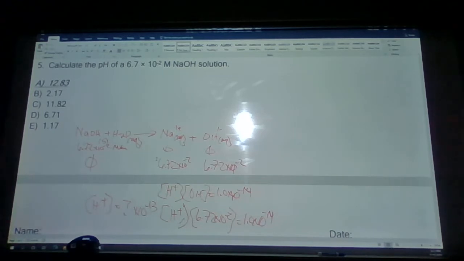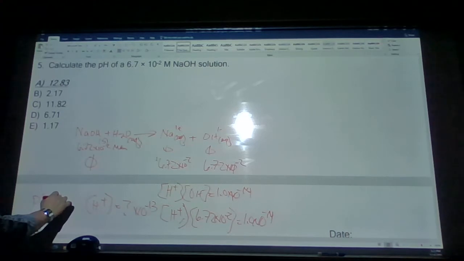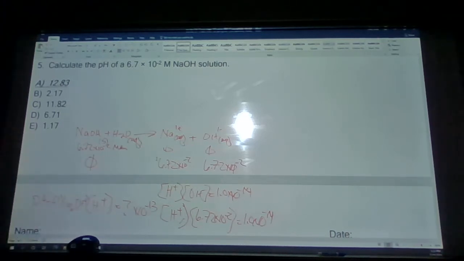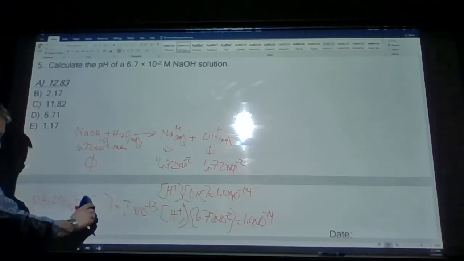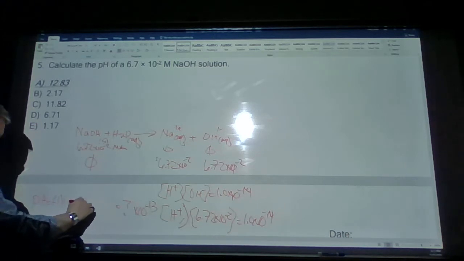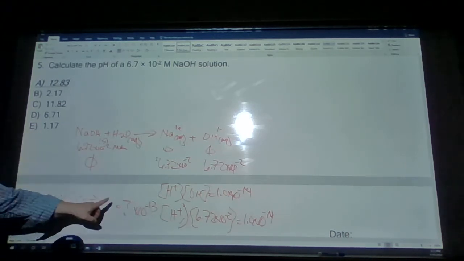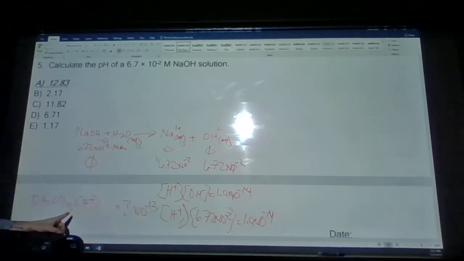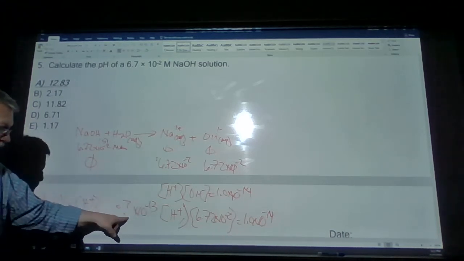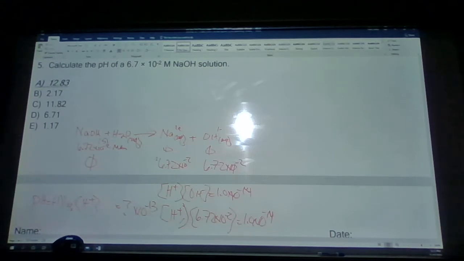Therefore, when we do pH, pH is minus 1 times the log base 10 of our H plus concentration. So it's minus 1 times the log base 10 of whatever this value is times 10 to the minus 13th. So we come up with a pH of about 12.83.